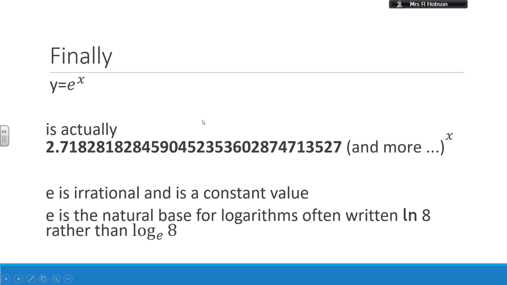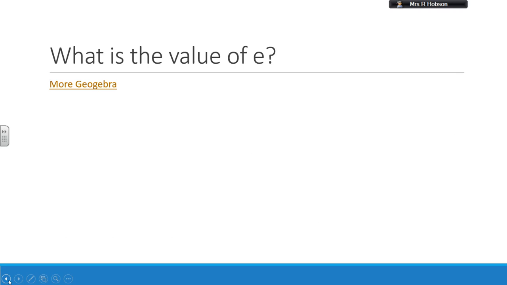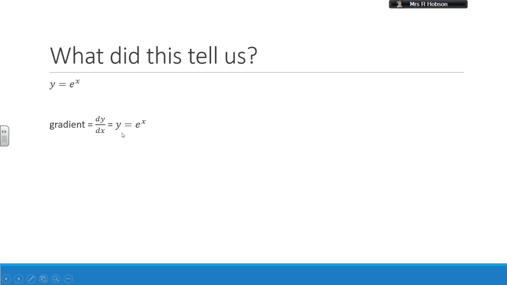So this is our value for e. And remember, what's particularly special about it, if we go back a few slides, is that when we differentiate it, e to the x differentiated is still e to the x.